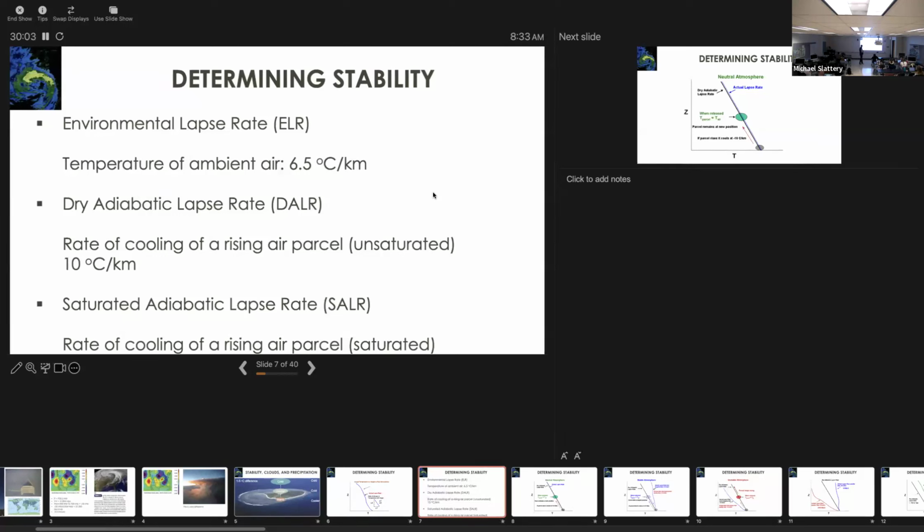Okay. However, and here's the but, the parcel gets onto the saturated vapor pressure curve. It's now saturated. Its relative humidity is 100%. If your air is saturated and you somehow continue to lift it, then it's going to cool at a different rate. And it's going to cool at not a set rate.